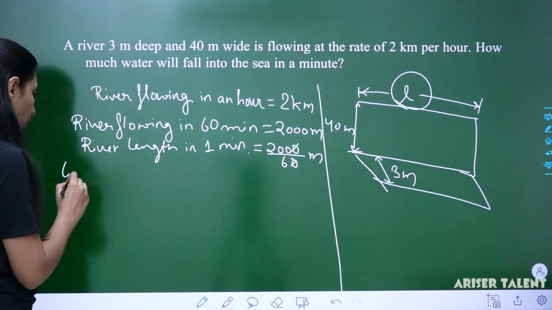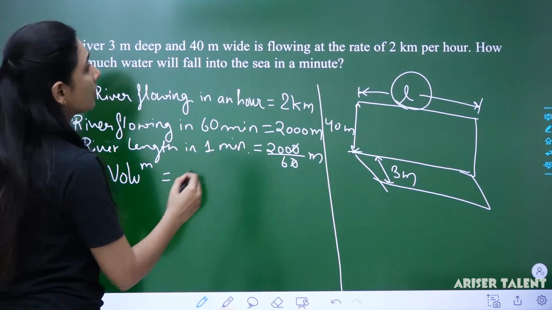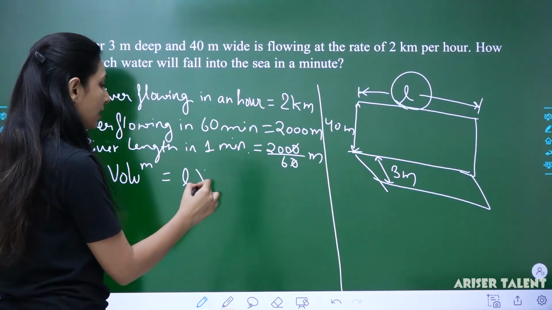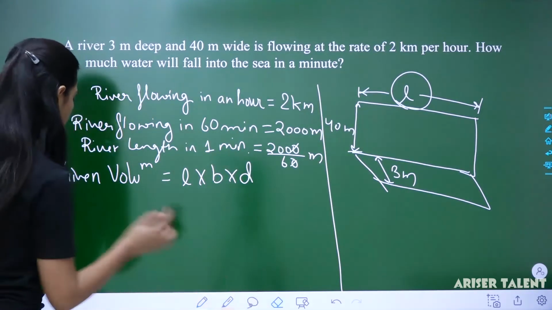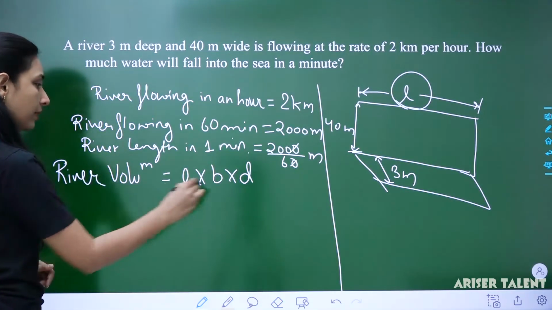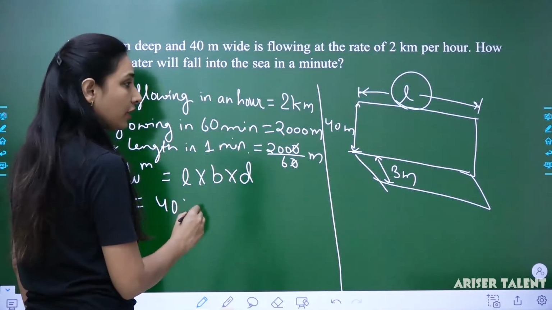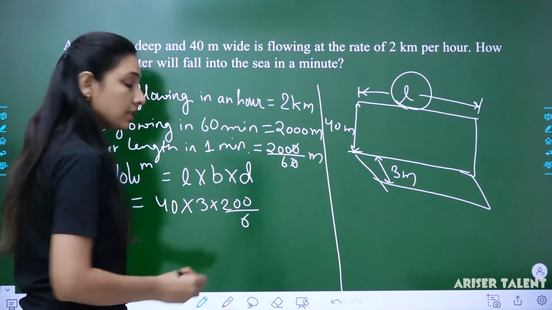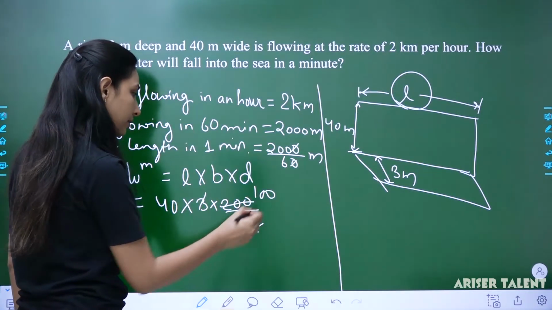Now the given volume, which we have to find out, will be equal to L multiplied by B multiplied by D in this case. So the river volume will be L multiplied by B multiplied by D. Now you have this 40 meters, this 3 meters, and this 200 by 6 meters. That will be cut by 2, and here it is 100.